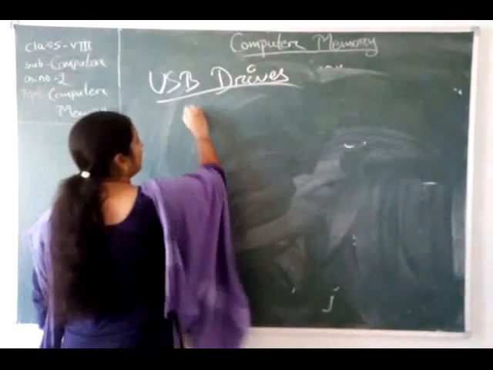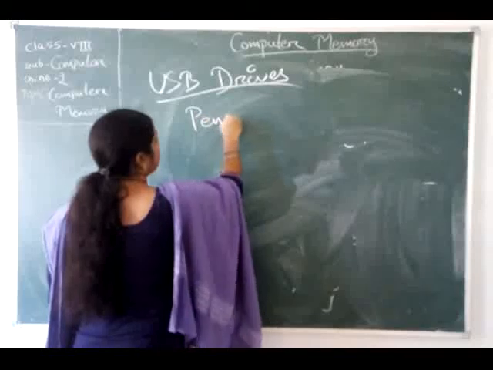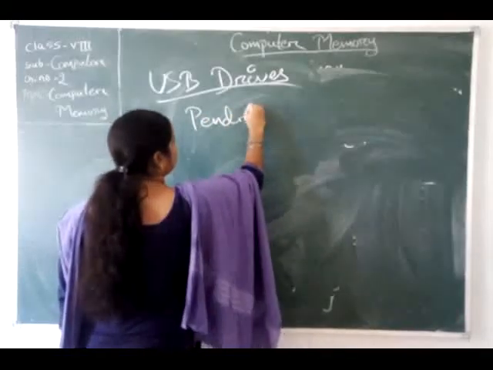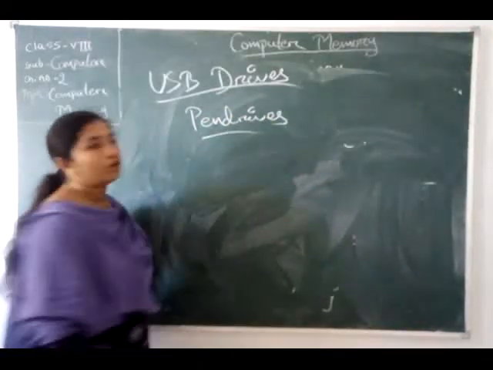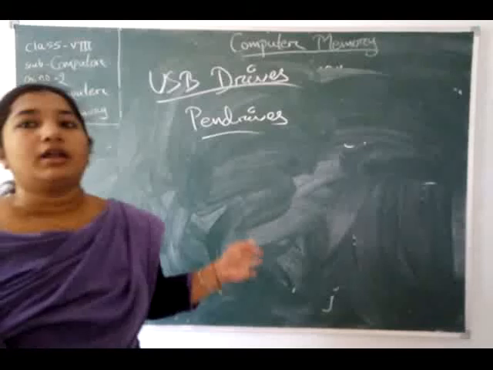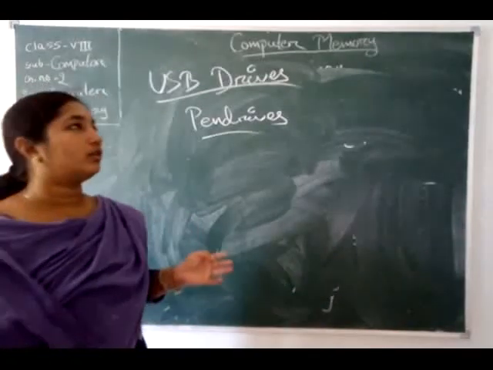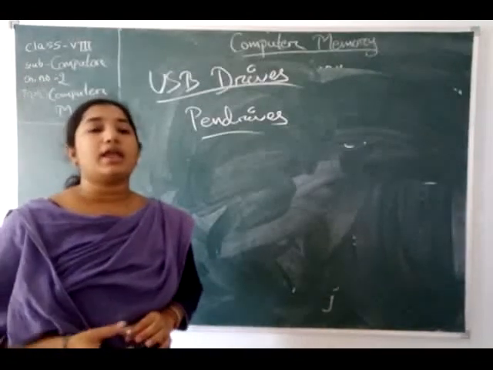So examples of USB drives are pen drives, and we can store the data in that. And this is also the same as a hard disk.